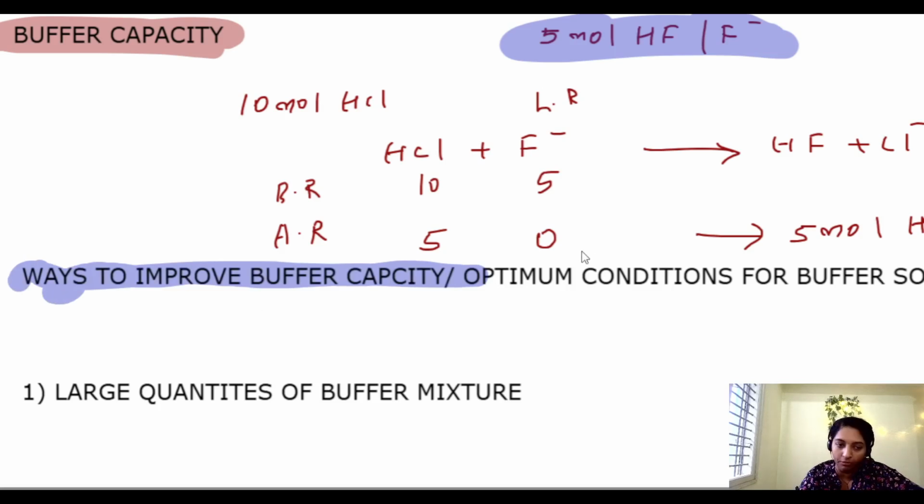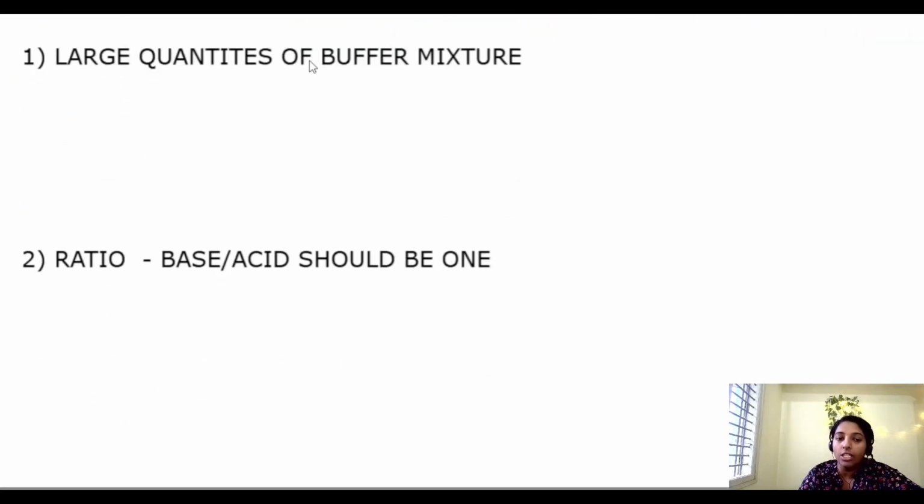What you call the ideal buffer, isn't it? From this point of view also you may get the idea: if you want to accommodate 10 mole of HCl, definitely you need to take 10 mole of HF and F minus mixture, isn't it? At that time you can accommodate all the 10 mole of HCl. So that's the first point. Take a large quantity of buffer mixture, isn't it? If you want to accommodate more acid or more base, you can take more of that mixture. Okay, so that should be the first point.